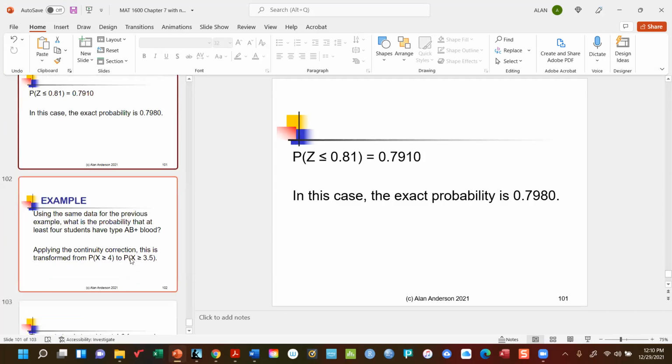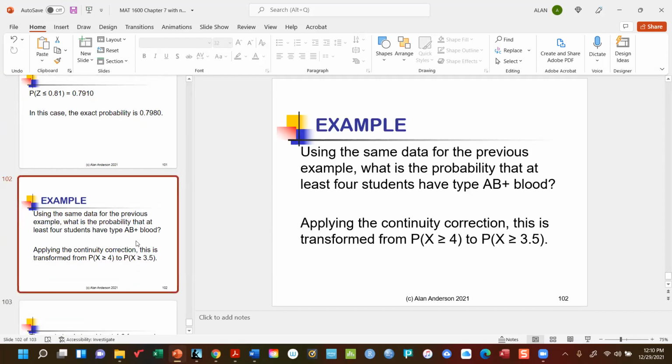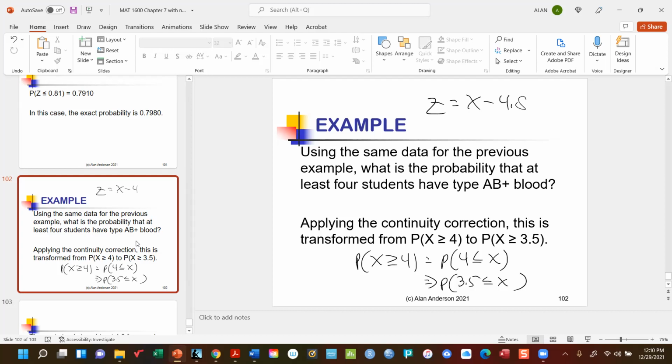Now, how about this last one? At least 4 have type AB positive blood. Now, this is the lower limit. By the way, this can be written as this. So now 4 is the lower limit. We're not going to use an upper limit. We're just going to think of this as the continuity correction will drop the lower limit by 1/2, and then we'll leave the rest the same. Then we'll apply the same conversion formula. Z is x minus 4.8 over 2.101, and then we'll take it from there.